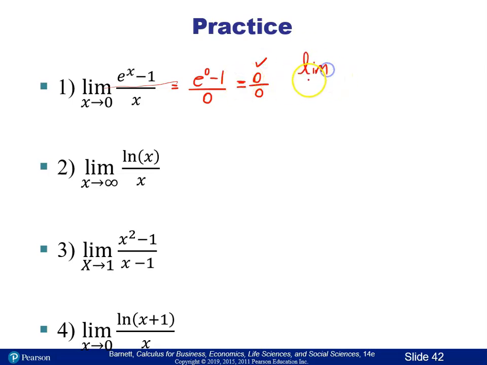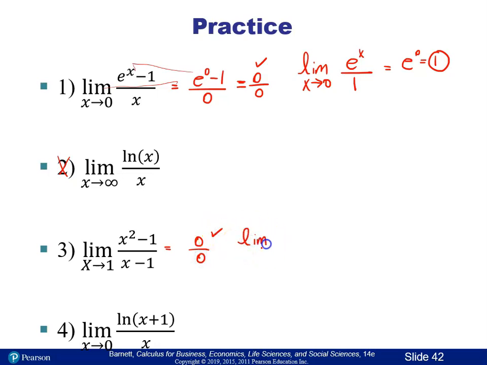When we take our derivatives, the derivative of e to the x would be e to the x. The derivative of 1 is 0. The derivative of x is 1. So we end up with e to the 0, which would be 1. We've already done this next one, so we're not going to do it a second time. This one, if I'm evaluating here, I'm going to have 1 minus 1, which is 0 over 0. So yes, it would apply.